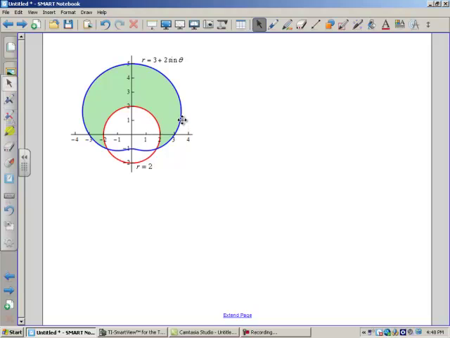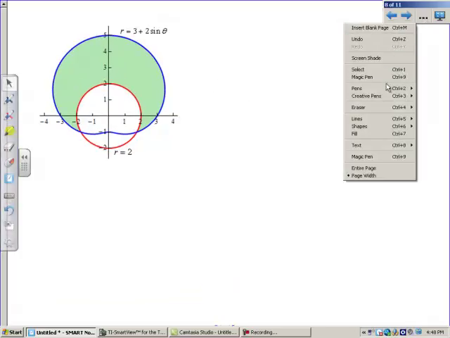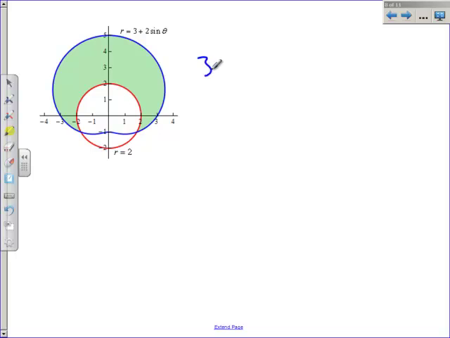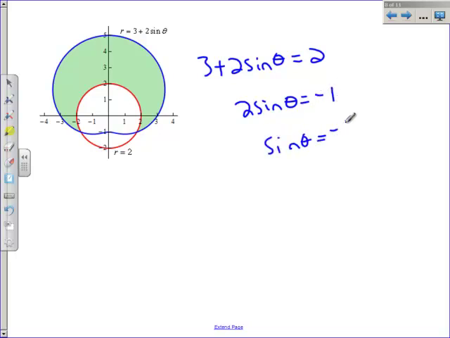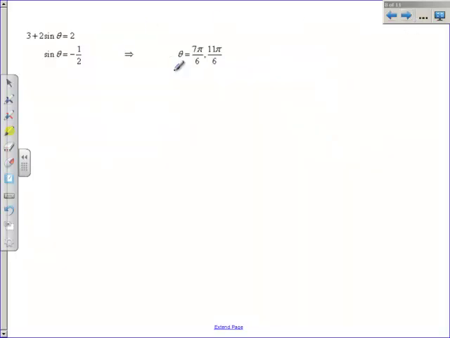And what I need to find is where these two graphs intersect each other. Where does 3 plus 2 sine theta equal 2? All right, so I can subtract 3 from both sides. And so where does sine theta equal negative 1/2? And so I want to know what angle for theta creates that. And I've got this on this next paper here. That happens at 7 pi over 6 and 11 pi over 6.